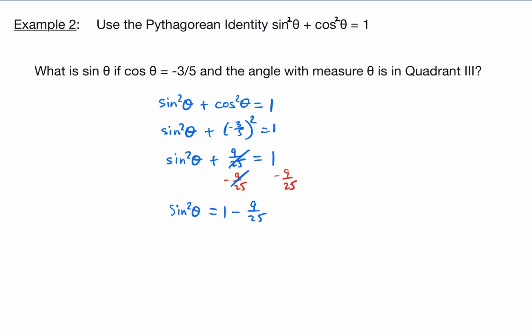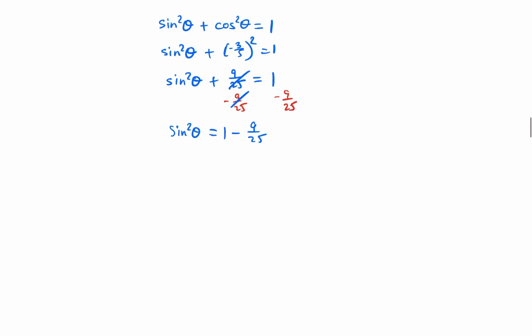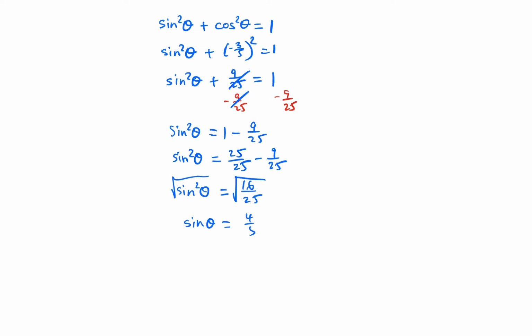Okay, now we have to convert 1 into 25ths, otherwise we can't subtract the fractions. So this works out to sine squared theta is equal to 25 over 25 minus 9 over 25. And sine squared theta works out to 16 over 25. Okay, now we're going to need to take the square root of both sides so that we can identify what sine theta is equal to, and this works out to 4/5.